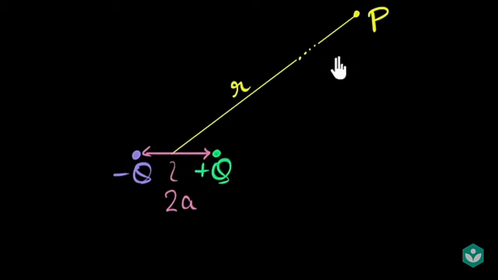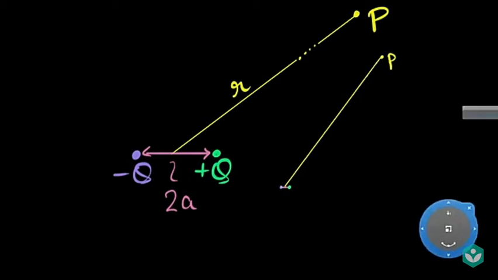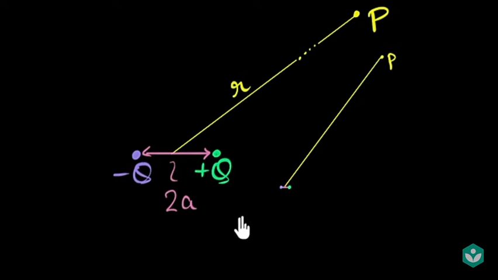And just to show you the real picture, this is what it would look like if I were to actually show you this to scale. Imagine the distance r is way bigger compared to 2a. That's what I mean when I say I want to calculate the potential very far away. Alright, so let me just keep this picture somewhere over here. Now the question is, how do I do that?